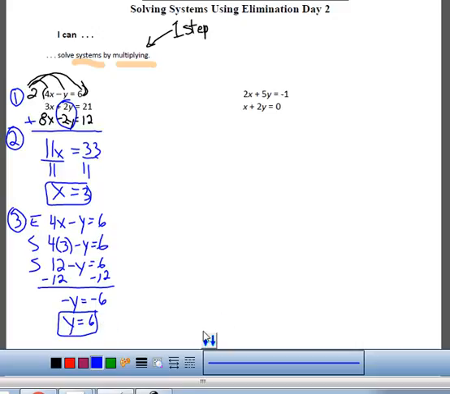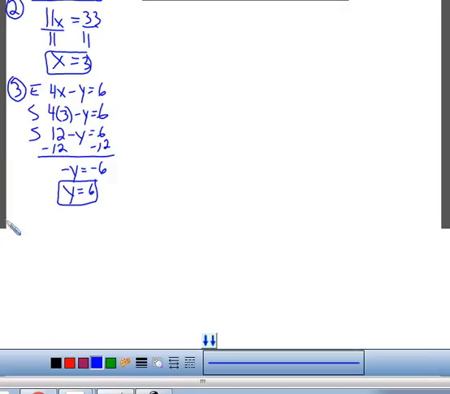So step 3 is done. Step 4. We need to do our check. So we're going to do ESS again. So step 4, I'm going to use the other equation that I didn't use to find y. So that's 3x plus 2y equals 21. I found that x is 3 and y is 6.